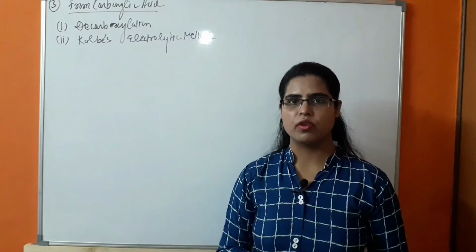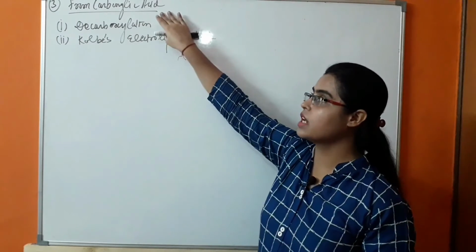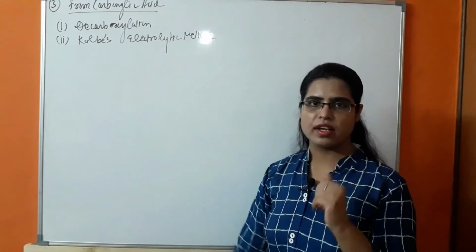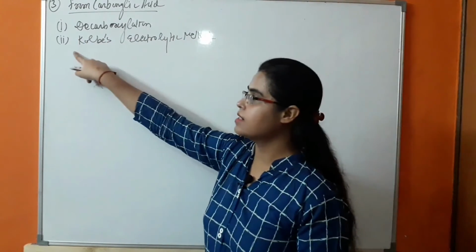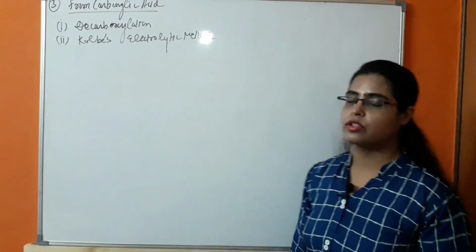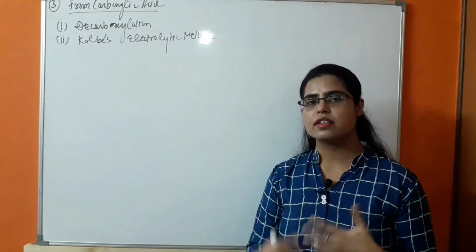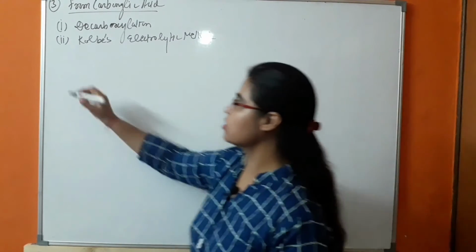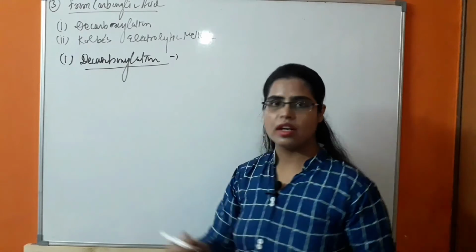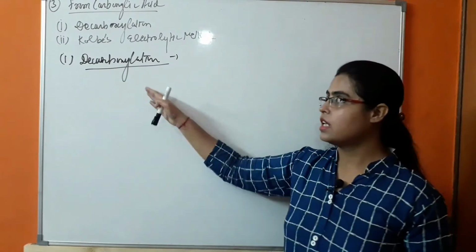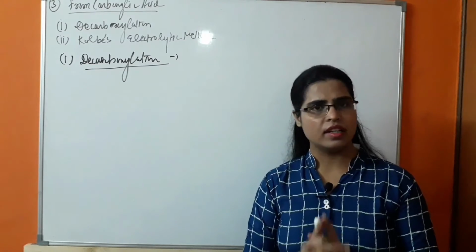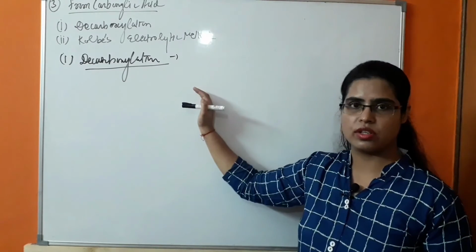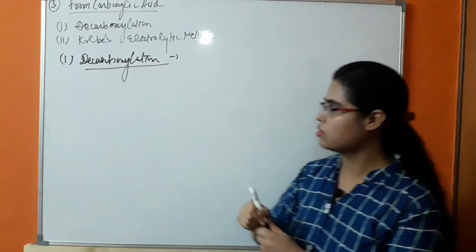Next preparation method for alkane is from carboxylic acid. For this there are two reaction methods given. First is decarboxylation and second is Kolbe's electrolytic method. So let's start with the decarboxylation. First, as you can understand from the term decarboxylation, there is a removal of CO2 in this reaction. Okay? So what will be the reaction?